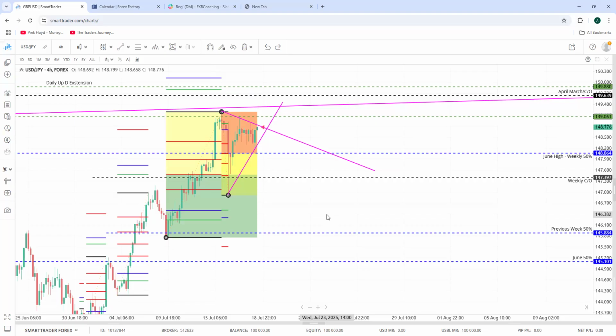Okay, I'm going to ask you again. I'm trying to emphasize something here. This is a May high level. Correct? That is a structure. We said if we close below that structure, we would also have broken the uptrend line. So now we can sell down to that June high, weekly 50%, and possibly the weekly CO. Or carry on and go down to the D extension, which would be this.